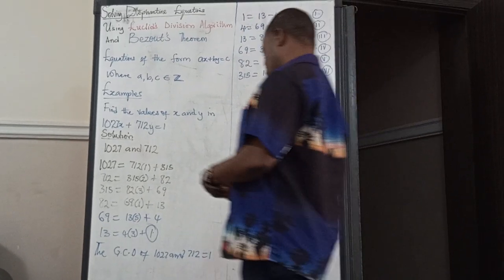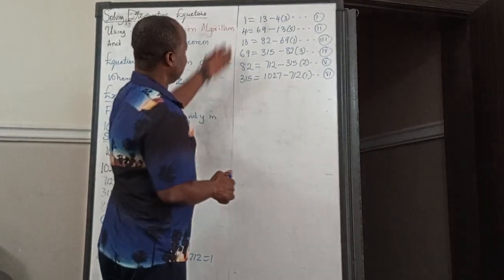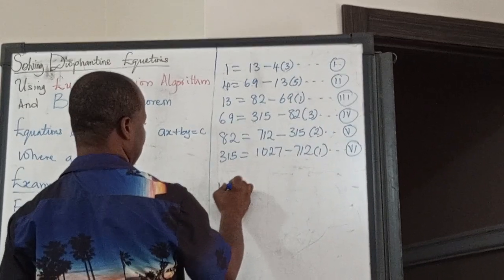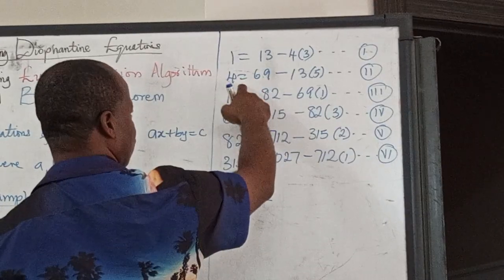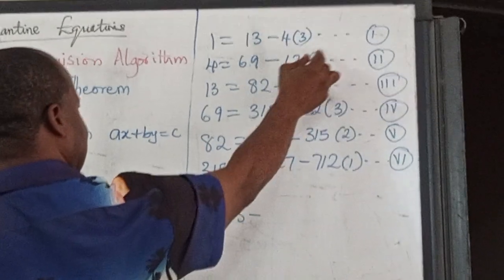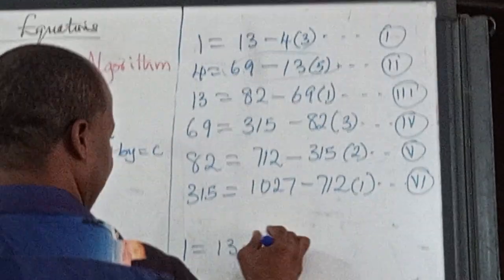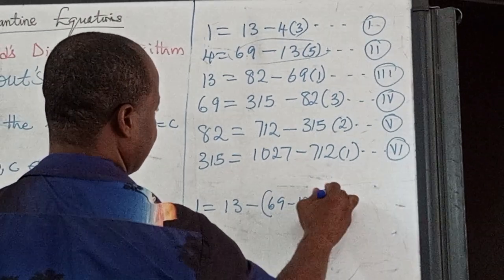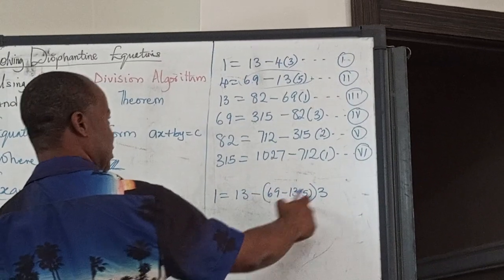So with this, we can now substitute the equations into each other. Let's take, for instance, equation 1: 1 = 13 minus 4 times 3. Now, in equation 2, 4 = 69 minus 13 times 5. So we can take 69 minus 13 times 5 and plug it in place of 4 here. The 3 here can remain where it was, because everything here is 4.